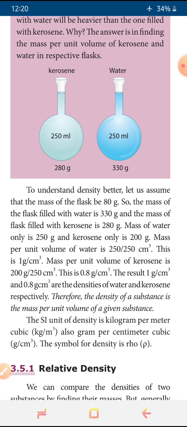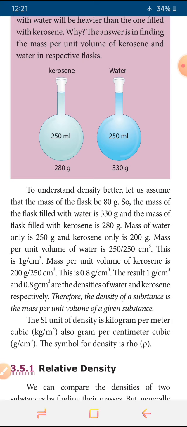Then we are finding the mass per unit volume. For water it is 250 by 250, then kerosene is 200 divided by 250. Then we are getting the results 1 and 0.8. For water it is 1 gram per centimeter cube and for kerosene it is 0.8 gram per centimeter cube. These are the densities of water versus kerosene. So water has the more density.